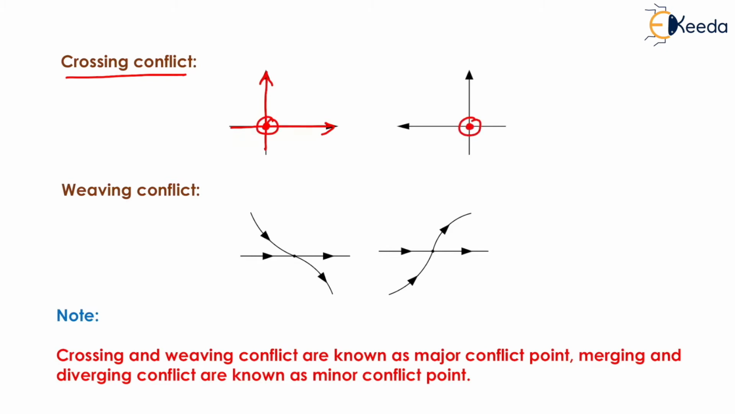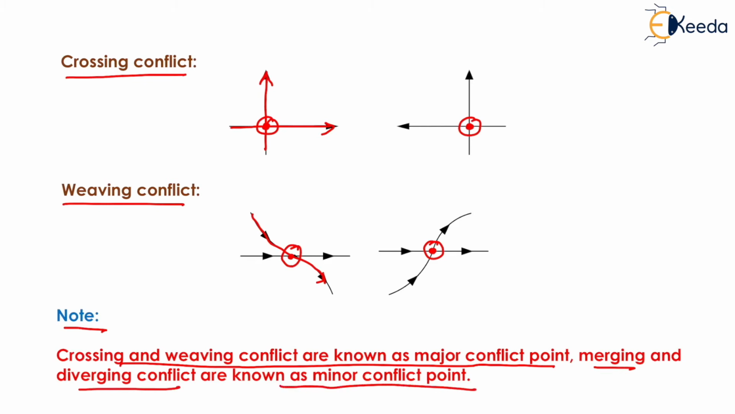Now the next is the weaving conflict. Weaving conflict will take place when some vehicle tries to merge from this direction and diverge from this direction, then there will be one weaving conflict point arising here. Similarly, one weaving conflict point arises here also. Now one note is written here that crossing and weaving conflicts are known as major conflict points, and merging and diverging conflicts are known as minor conflict points.